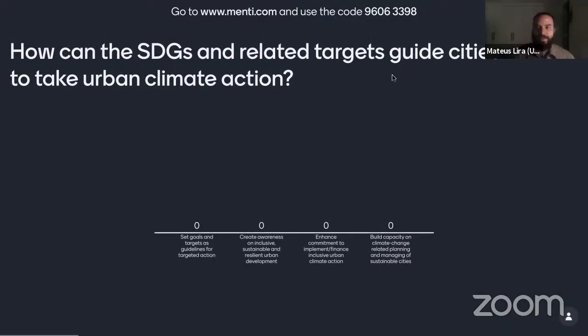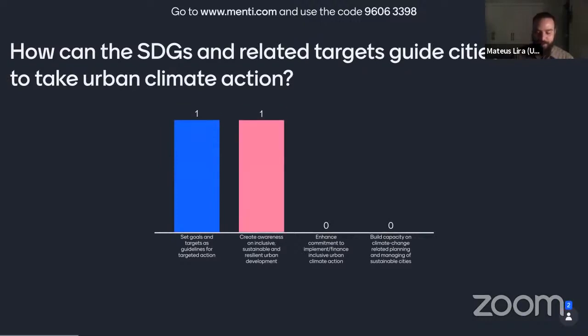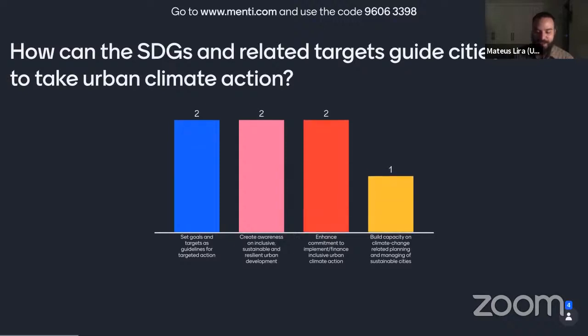Now we would like to ask you to vote on some ideas on how the SDGs and other related targets can guide cities to take urban climate action. You can also vote for more than one option if you think there's more than one option that can answer this question. Is it about setting goals and targets as guideline for targeted action? Is it about creating awareness on inclusive, sustainable, and resilient urban development? Is it about enhancing community commitment to implement and finance inclusive urban action? Is it about building capacity on climate change related planning and management of sustainable cities?